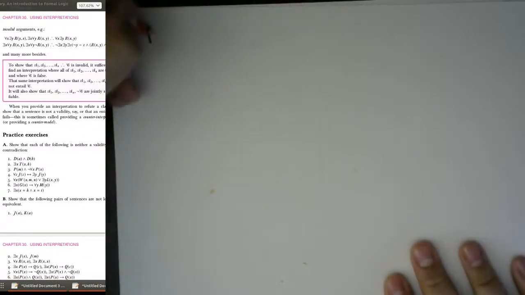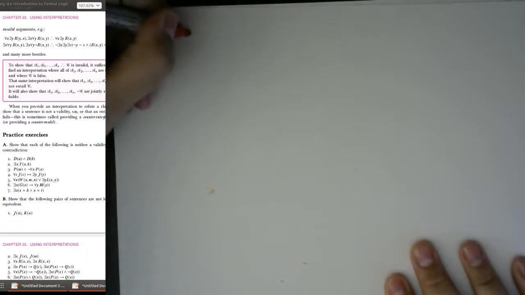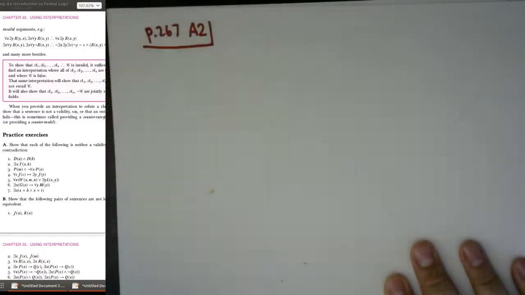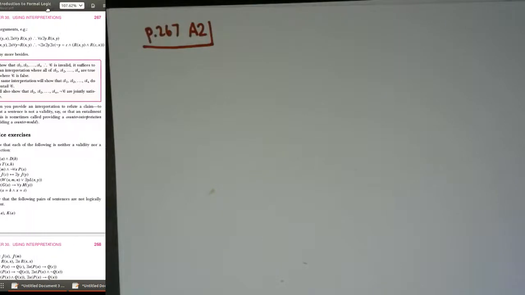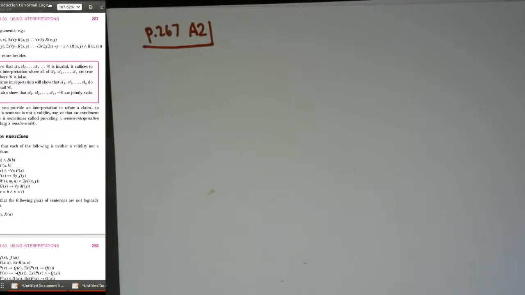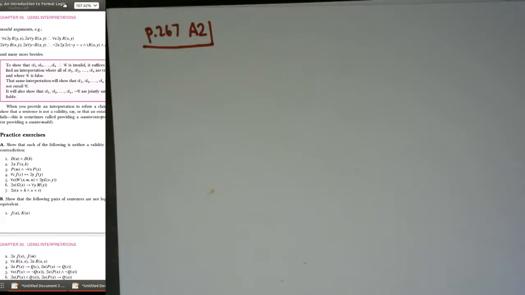Okay, I'd like to do page 267, problem A2. Now this problem, you can see on the side screen here, it says show each of the following is neither a validity nor a contradiction.